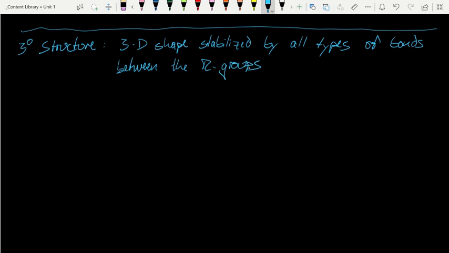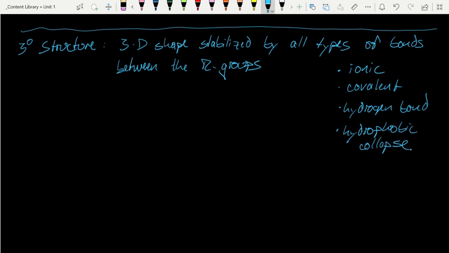So when we think about all types of bonds, we can list these. We've got certainly ionic. We have the ability to make covalent bonds. These are going to be disulfide bridges. Certainly hydrogen bonds. An important one would be hydrophobic collapse, where all the hydrophobic R groups are going to find each other and collapse to the middle because they're trying to avoid water. Most of this is happening in water. So these are all contributing to the final three-dimensional shape defined as tertiary structure.